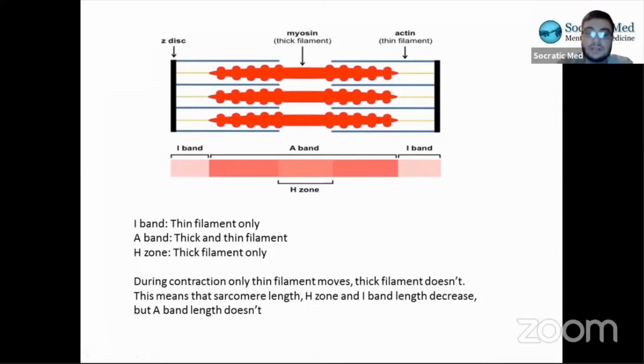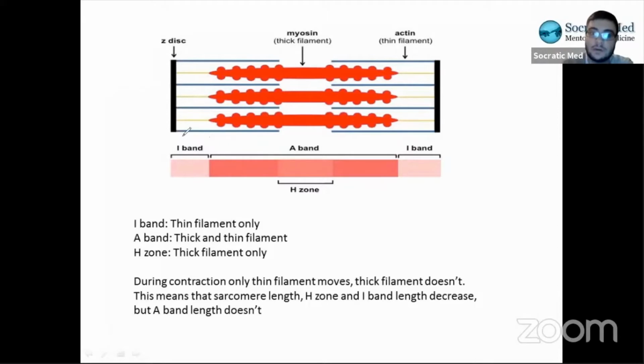An important note is that during contraction, only the thin filament moves and actually contracts. The thick filament doesn't. This means that during contraction, sarcomere length, H zone length, and I band length decrease, but A band length doesn't. So let's explain that. An A band is from here to here. This is the whole length of the thick filament, right? So the A band is always the length of the thick filament. If the thick filament never gets shorter because it doesn't contract, the A band doesn't get shorter during muscle contraction, right? Whereas the thin filament does.